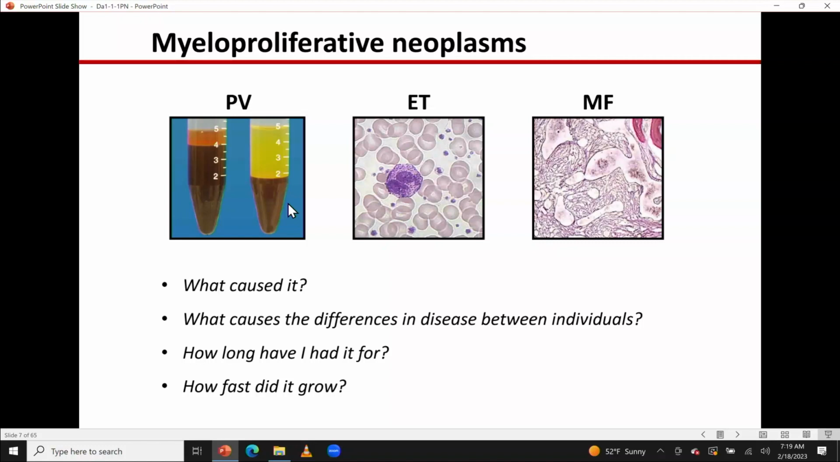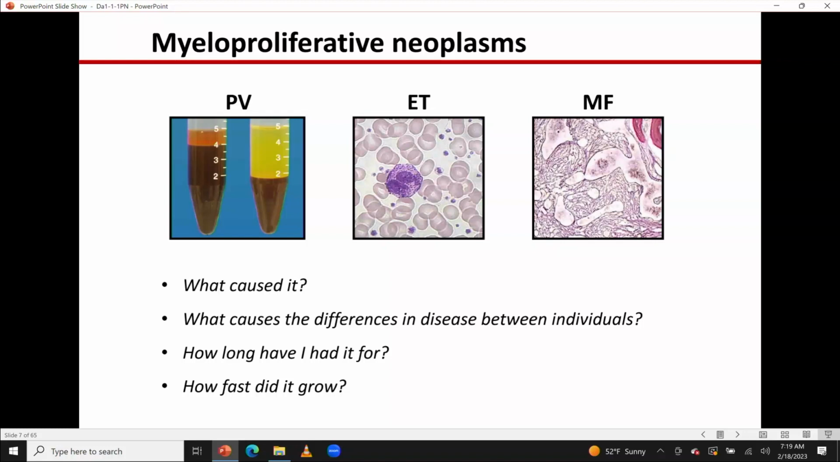So these are the questions I'm going to address today, I hope. What caused it? These are questions that patients ask us. What caused my disease? Why is my disease different to the other person's disease? Why is mine benign, another person's more advanced? Why do I have symptoms but another person doesn't? What causes these differences? How long have I had it for? This is a question I get asked quite a lot, because people are trying to make sense of why now? Did I have it 6 months ago when I wasn't feeling quite so well?